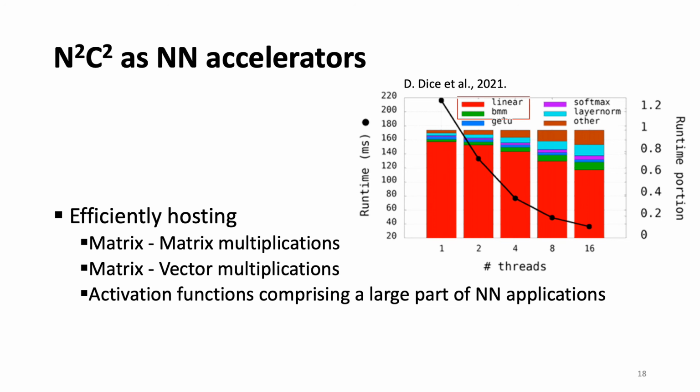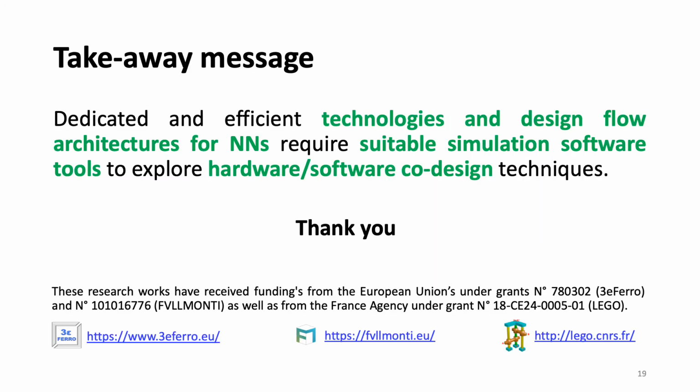Matrix-matrix multiplications consume between 66 and 90% of the runtime for a BERT transformer NN, as shown here, thus requiring efficient and dedicated support, especially in light of the ever-increasing complexity of NN models. I hope that this presentation has convinced you that dedicated and efficient technologies and design flow architectures for NNs require suitable simulation software tools to explore hardware-software co-design techniques.